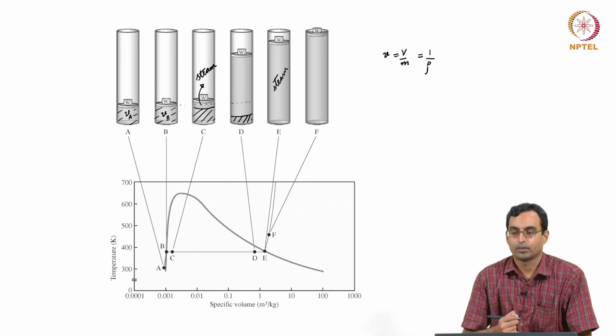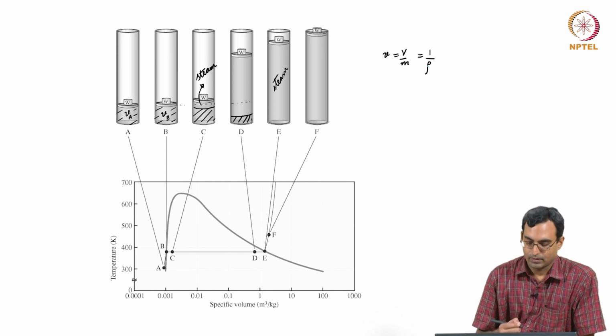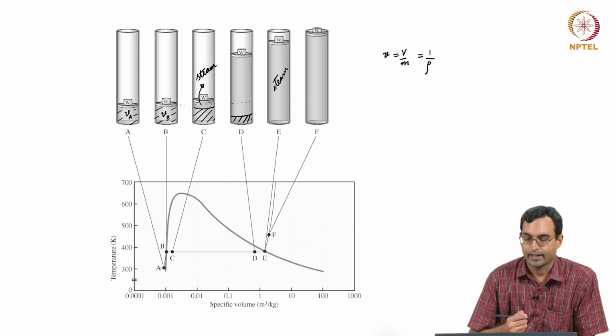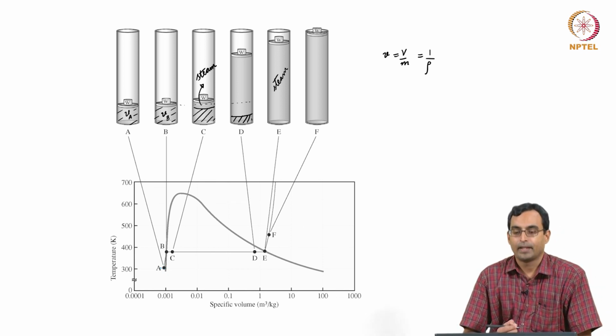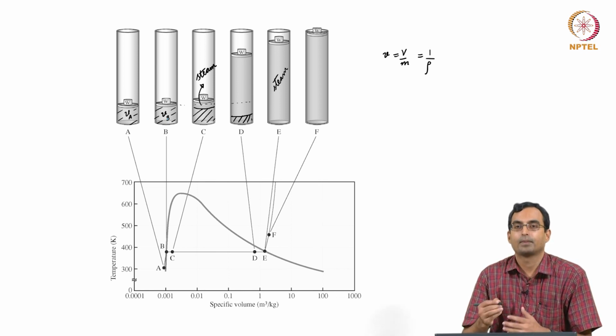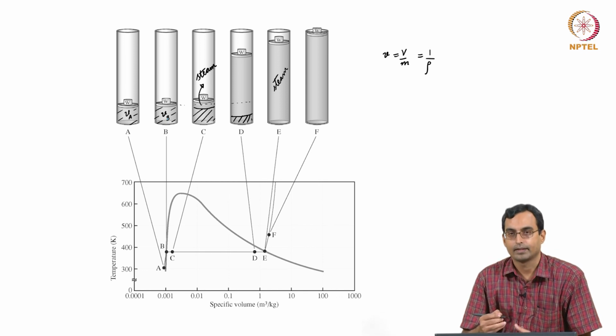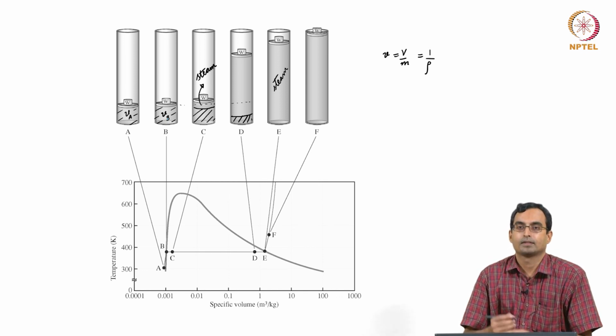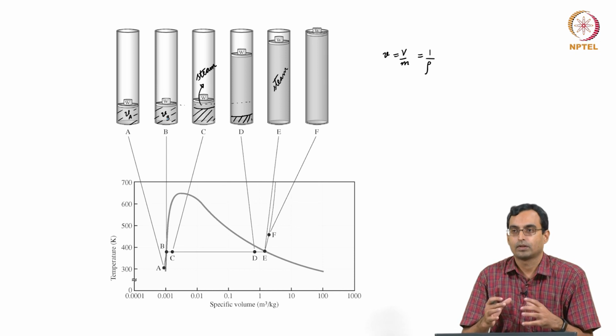So, it is a small specific volume and the temperature is low. So, I have this point A over here. When I am heating it from A to B, all that is happening is that the water is becoming hot. So, the temperature is increasing up to 100 degrees centigrade. In this process, the volume of this water is also increasing.